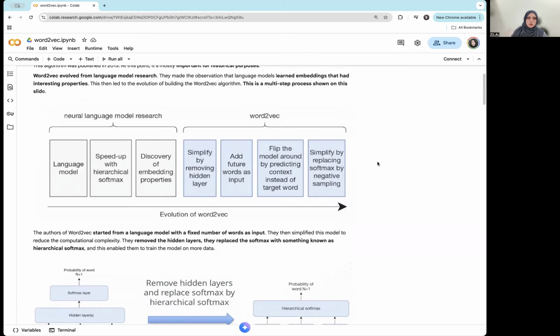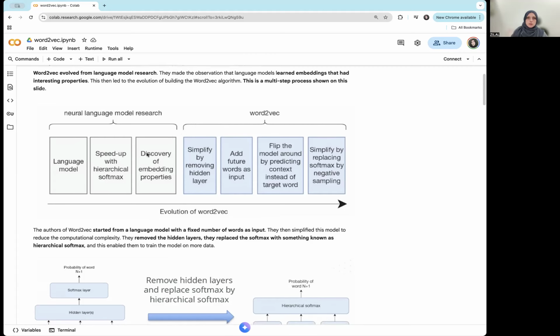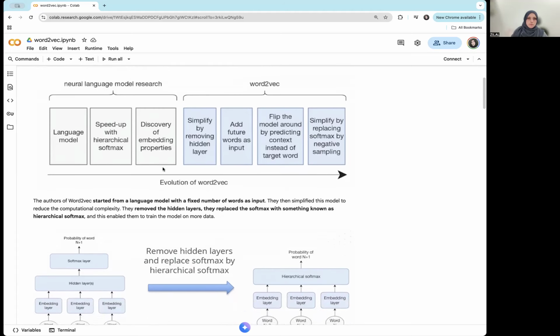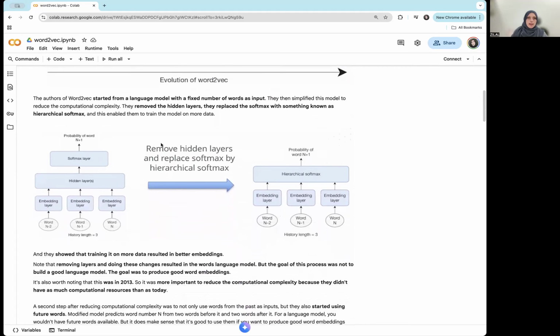Word2vec evolved from language model research. They made the observation that language models learned embeddings that had interesting properties. This then led to the evolution of building the word2vec algorithm. This is a multi-step process shown in this figure. And the authors of word2vec started from a language model with a fixed number of words as input.